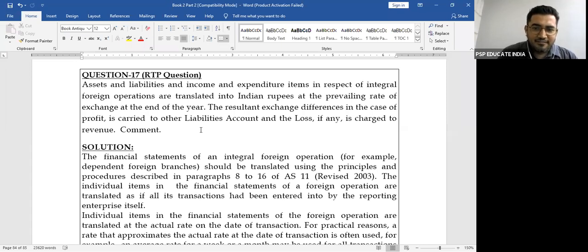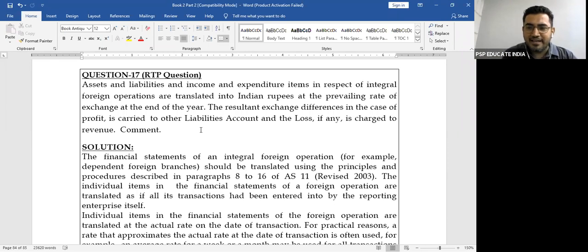However, the resultant exchange difference in the case of profit is carried to liability account, and loss, if any, is charged to revenue. Comment. Now pay attention, they have said two things in one question. Please understand the question properly, it is a question from your study material. It says assets and liabilities and income and expenditure in respect of integral foreign operation are always translated into Indian rupees at the prevailing rate of exchange at the end of the year.